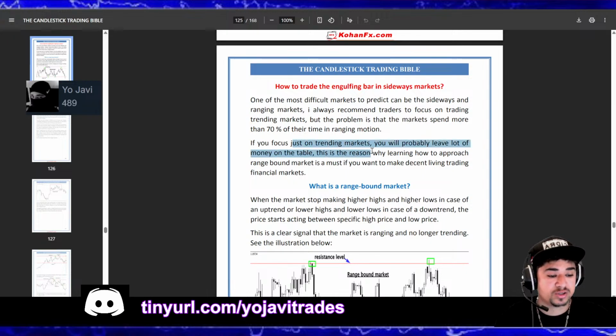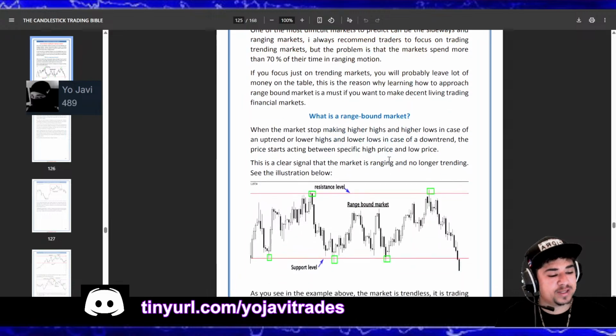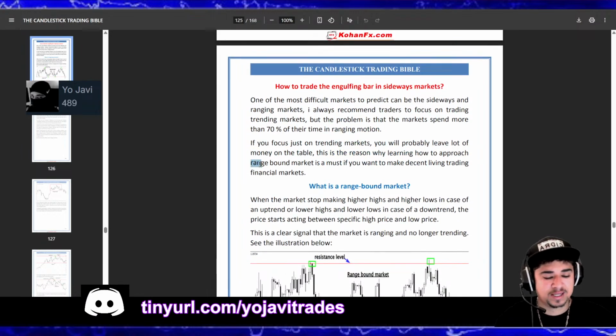If you focus just on trending markets, you will probably leave a lot of money on the table. This is the reason why learning how to approach range-bound markets is a must, if you want to make a decent living trading financial markets. It's using different words for the same thing: sideways and ranging, same thing.